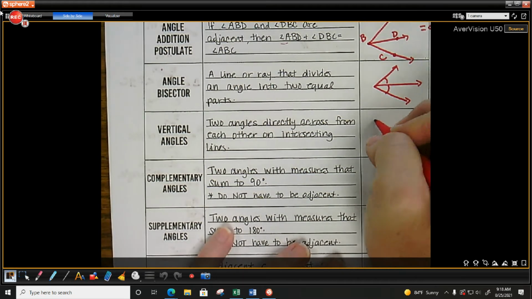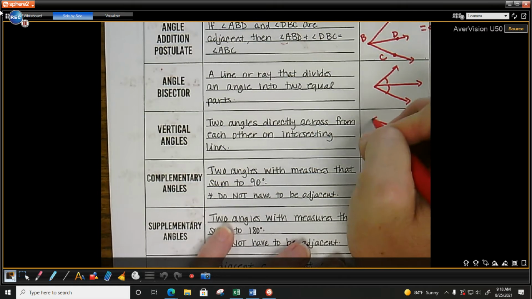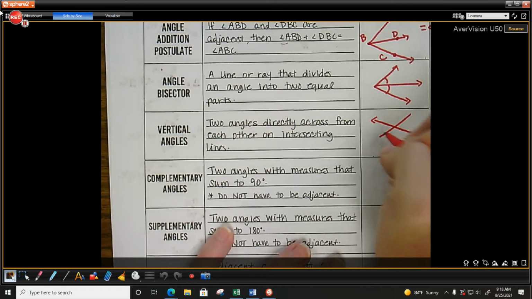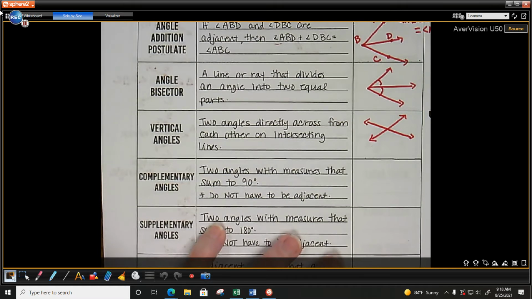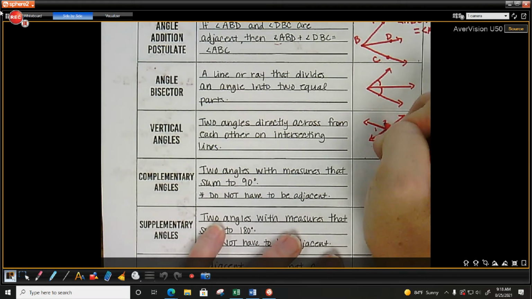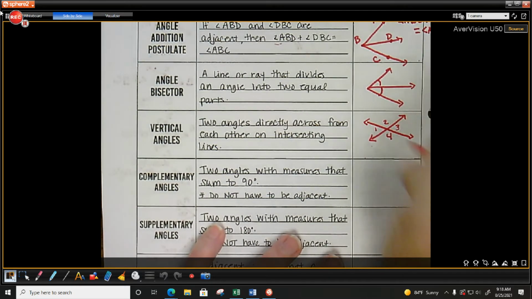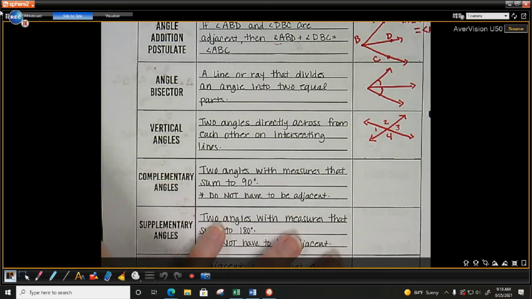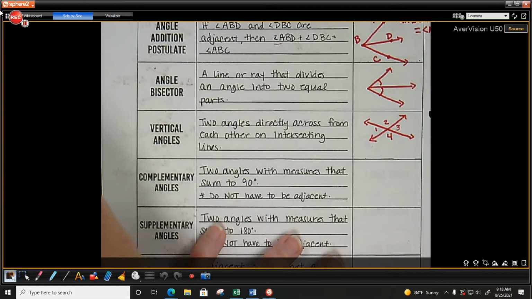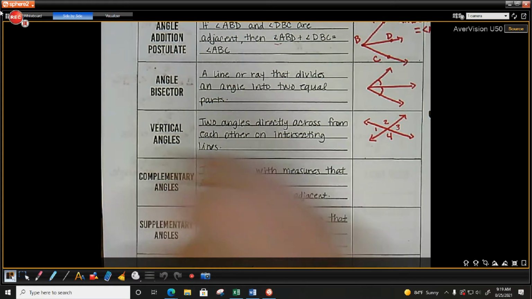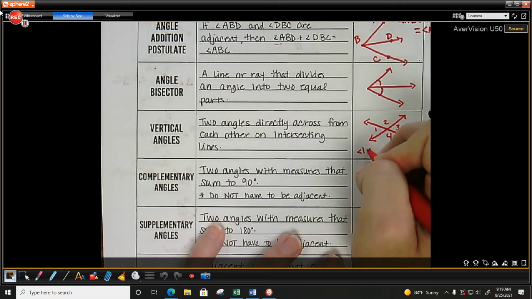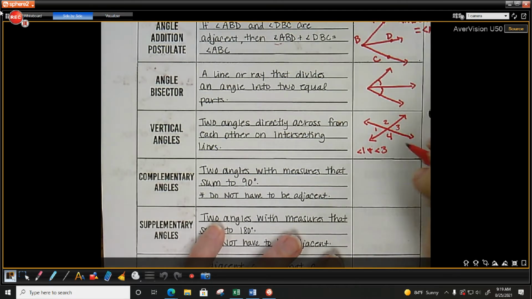So if I have this line and this line, I have two intersecting lines. I have angle 1, 2, 3, and 4. What do you think? I have two pairs of vertical angles here. What are my two pairs of vertical angles? What's one pair first? 1 and what? 3. Very good. So angle 1 and angle 3.